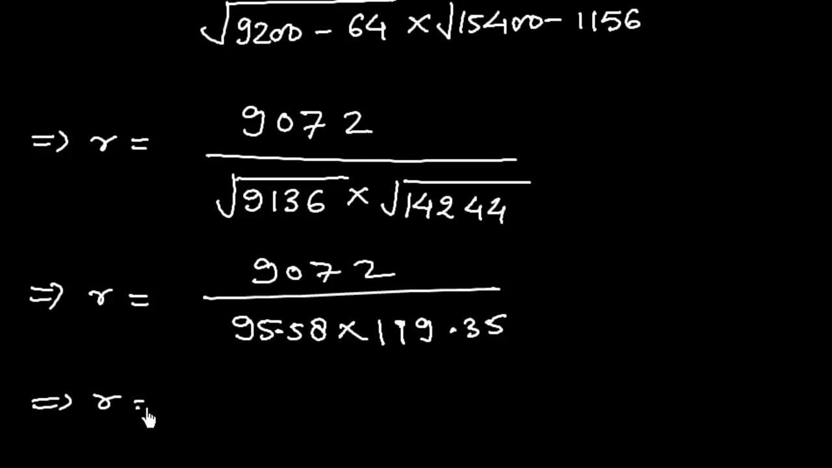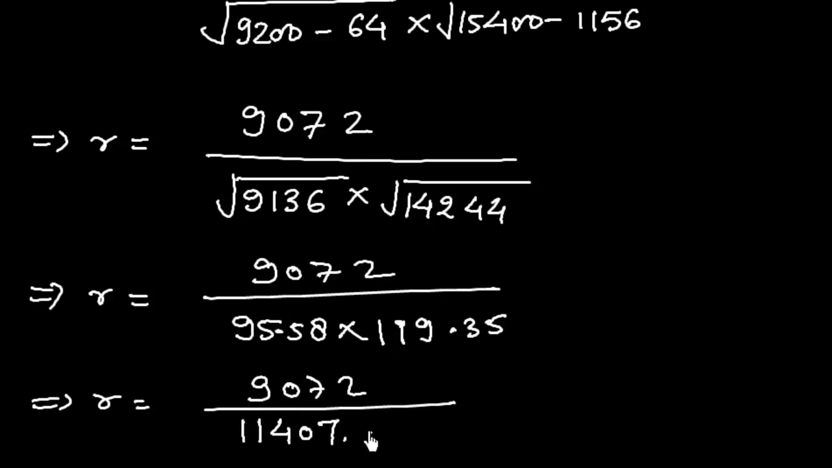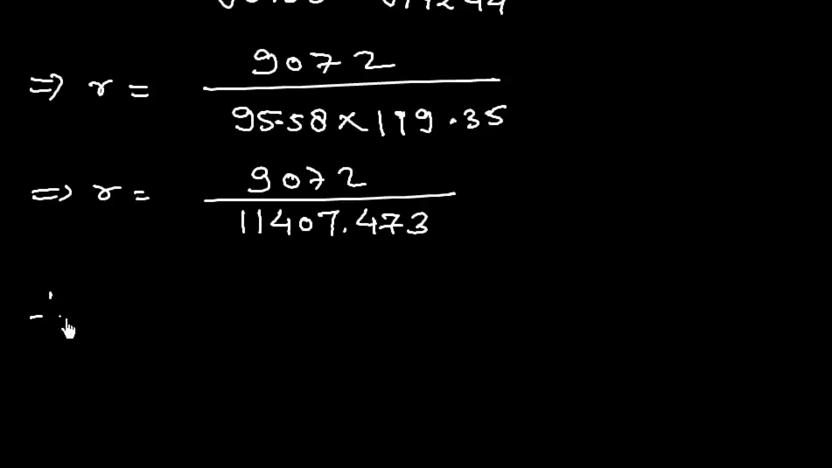Now we simplify this. So 9072 over, if we multiply these both, we get here 11,407.473. If we divide this, we get here 0.795. So this is our final answer.